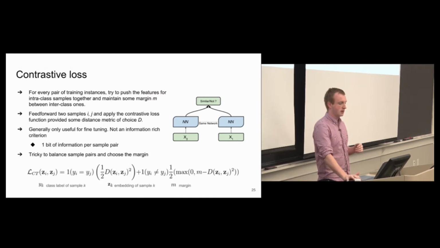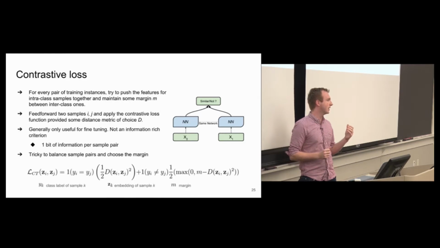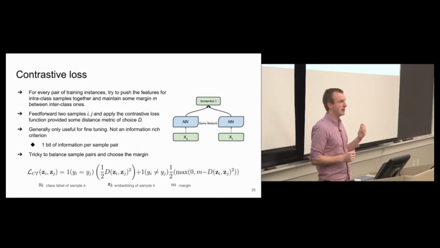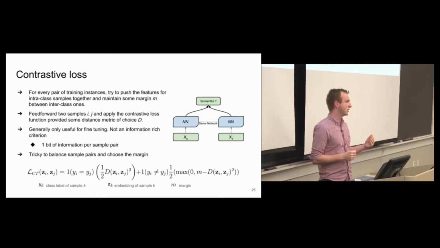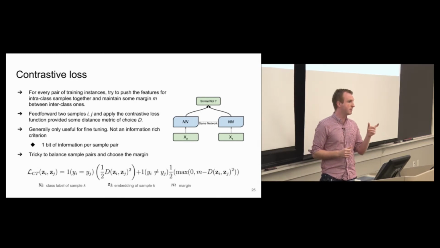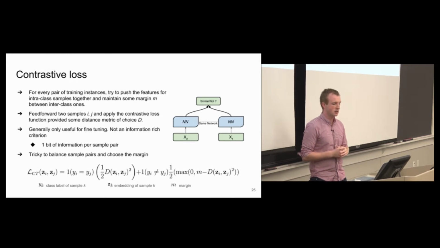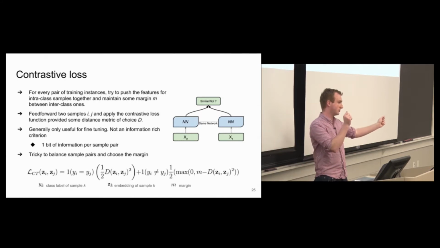OK. But we can be a little bit more explicit about pursuing interclass separability. So now what we're going to try to do is maintain a margin between embeddings of different classes. So in contrastive loss, for every pair of training instances, we try to push the intraclass embeddings together and maintain some margin M between interclass ones.